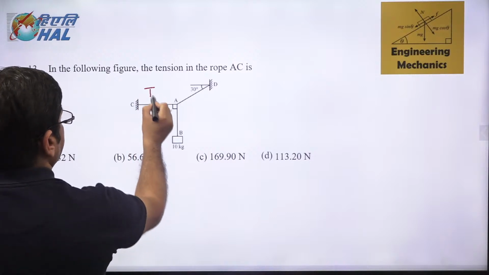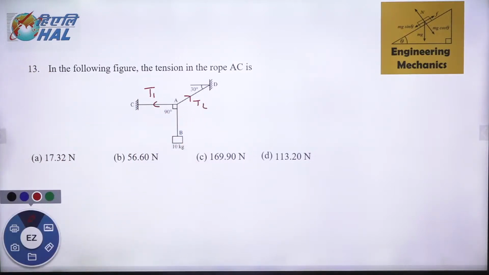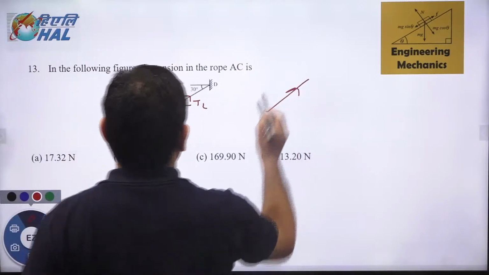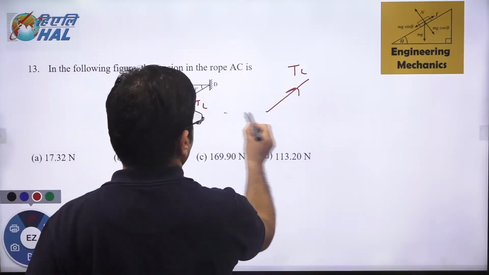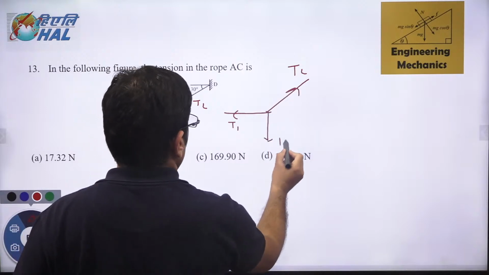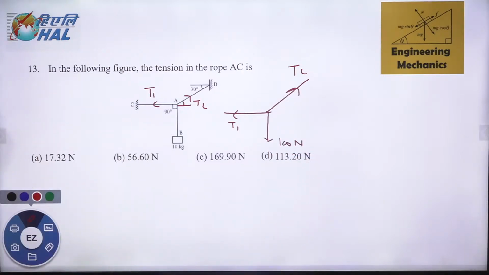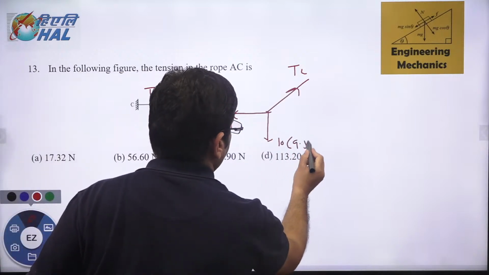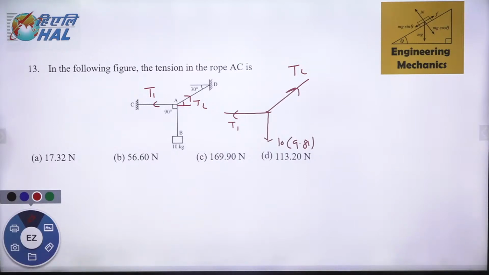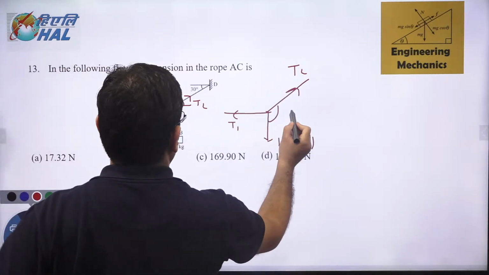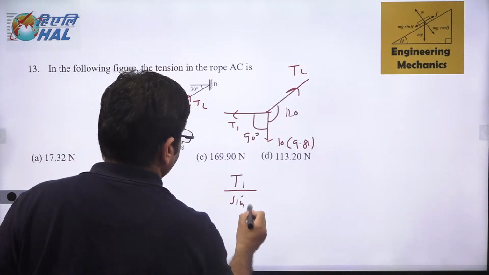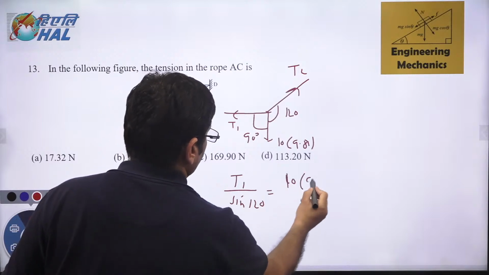Let's say this is tension T1, this is tension T2, and the 10 kilogram weight is also given here. What is this angle? This is 90 degree. If this is 30, this is also 30. This is 100 Newton, or 10 kilogram into 9.81, so 10 into 9.81 Newton is the force. This angle is 30 plus 90, 120. This is 90. So T1 over sine 120 is equal to 10 into 9.81.